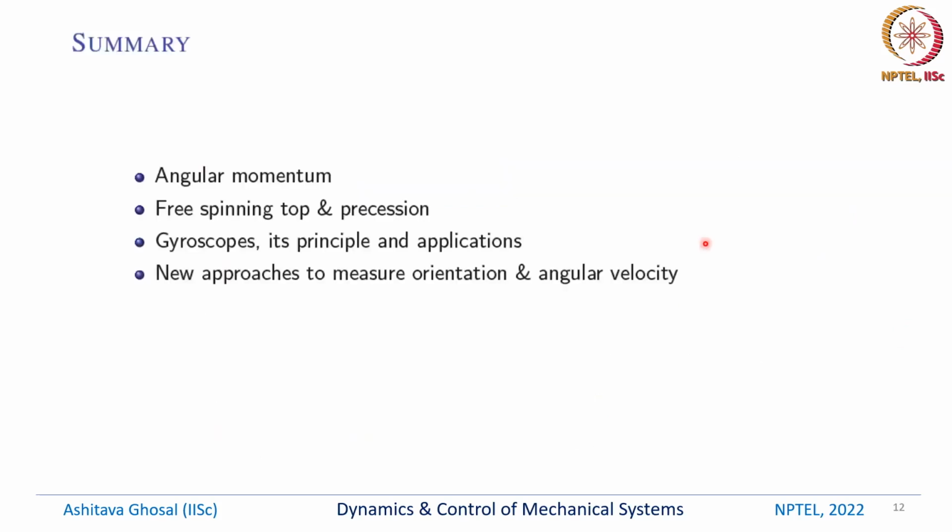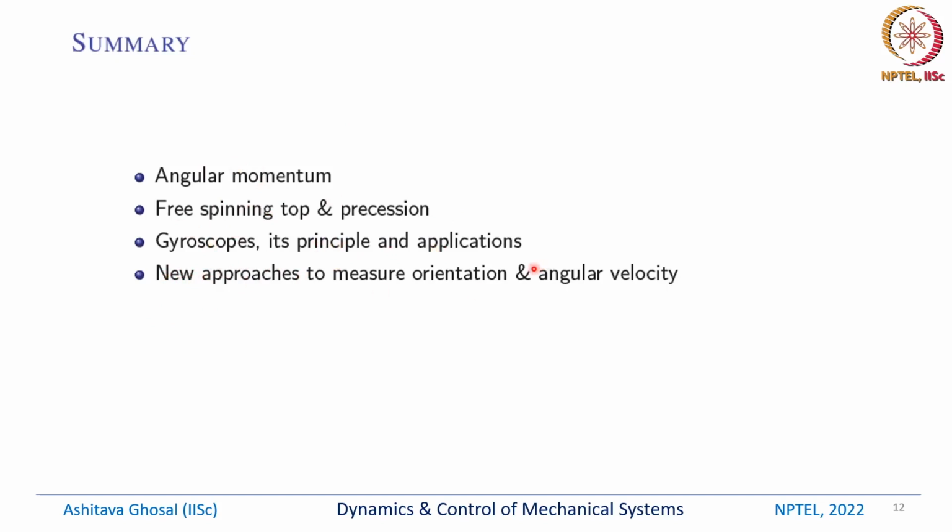So in summary, in this lecture, we have looked at angular momentum, and I showed you how angular momentum and its rate of change can be related to the external moment, and we have Euler's equation. And then I showed you a free spinning top, and this whole notion of a spinning top which is also precessing about an axis, and it could be tilting also. And then similar ideas of angular momentum can be used to explain the principles of a gyroscope and its application.